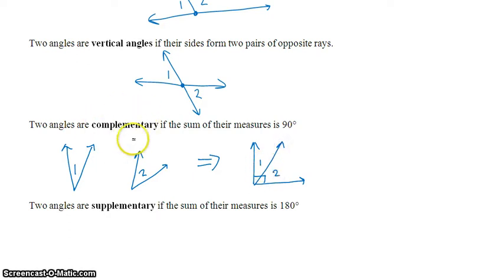Now be careful, complementary angles don't have to be next to each other. They can be, but 1 and 2 in this picture are complementary. 1 and 2 in this picture are also complementary. Don't think that complementary means next to each other.